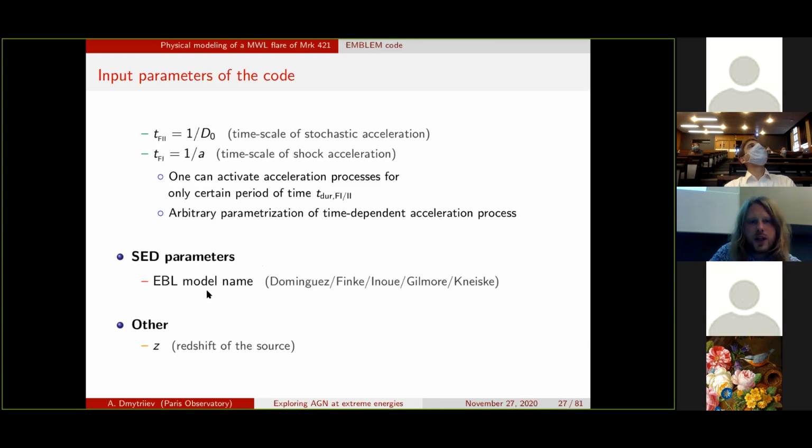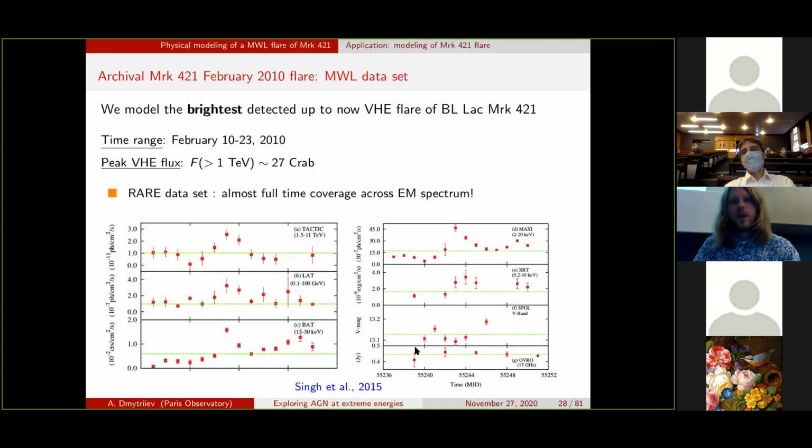Then you specify the EBL model name and redshift of the source. So in my work, I focused on the brightest very high energy flare of Markarian 421, which reached 27 Crab units above 1 TeV, and it happened in February 2010. And it has very rare and quite exceptional time coverage across the entire electromagnetic spectrum, because in the light curves available you have measurements from radio to very high energy gamma rays through X-rays, which is really remarkable. Also, there are spectral measurements available, but I will come to that.